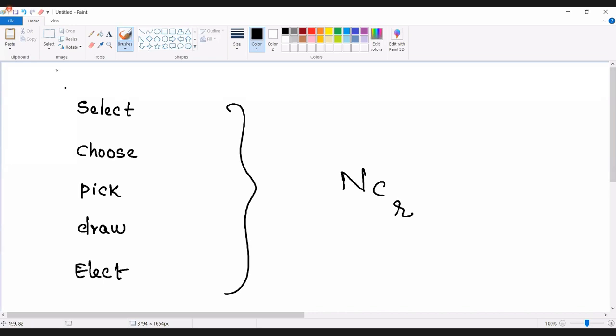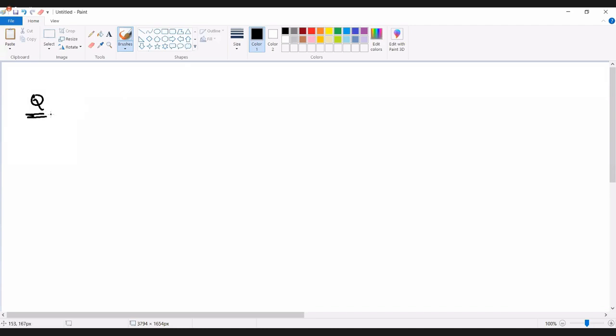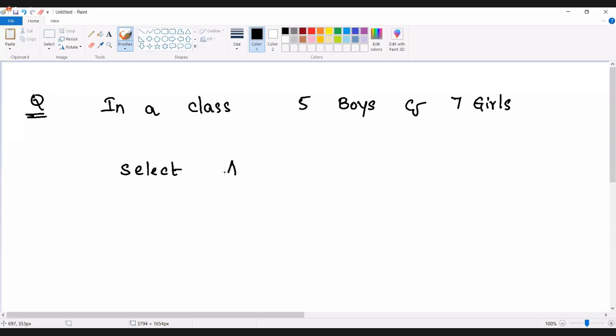So let's assume, just for understanding purposes, you have a question like this. In a class, there are five boys and seven girls available. Select any five out of the given. In how many ways can we do this?